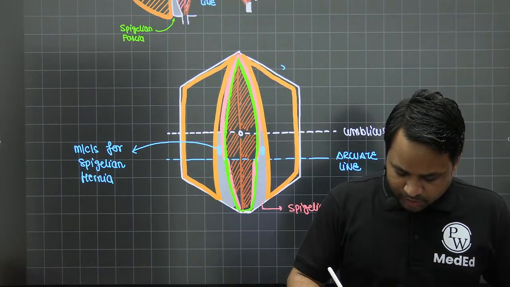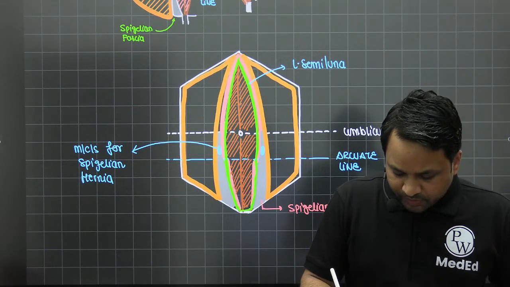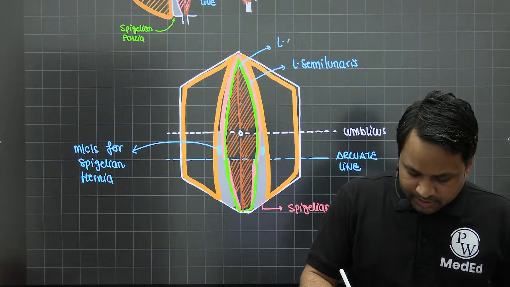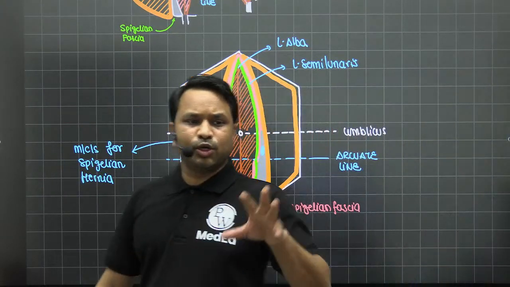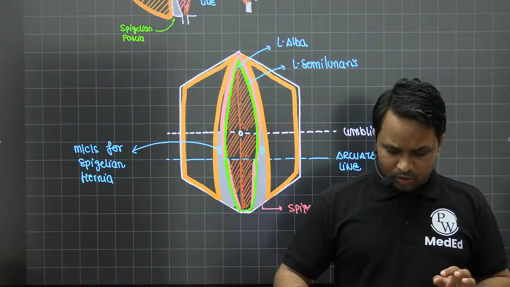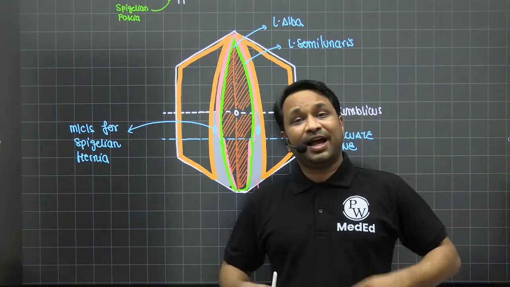This is what we call the linea semilunaris, and right in the center, this is what we call the linea alba. Now obviously, Spigelian hernia swelling is going to present along the line of linea semilunaris. Nothing more than that you need to worry about. So the hernia is going to be at this particular site. The patient will have a swelling.